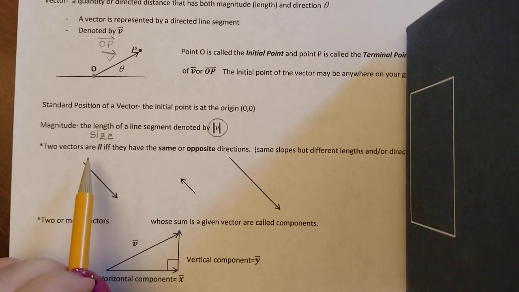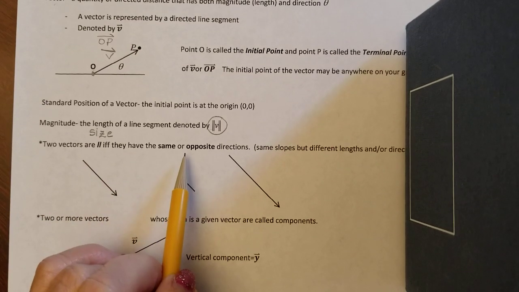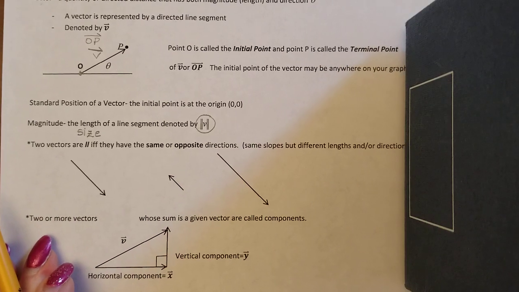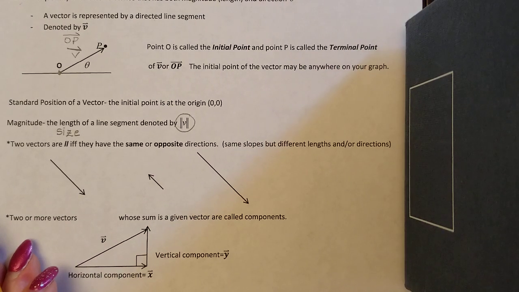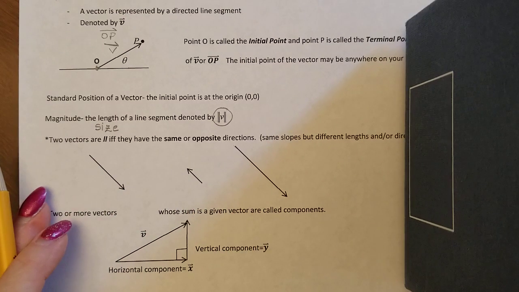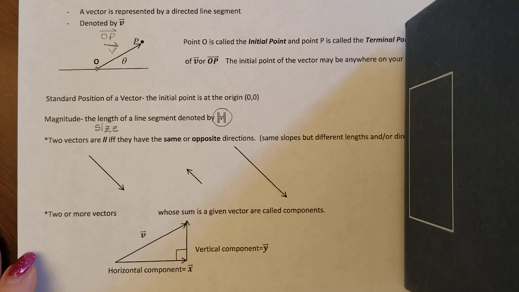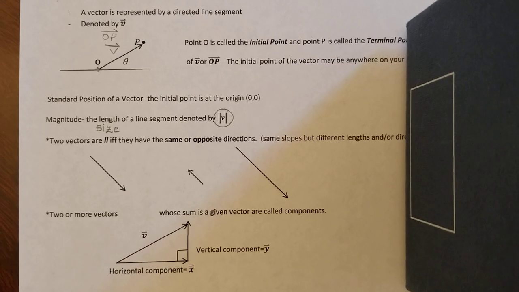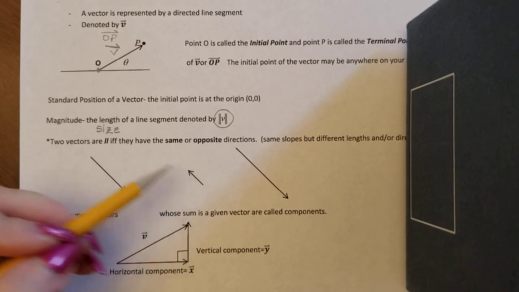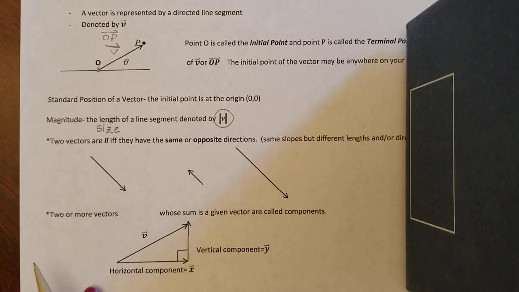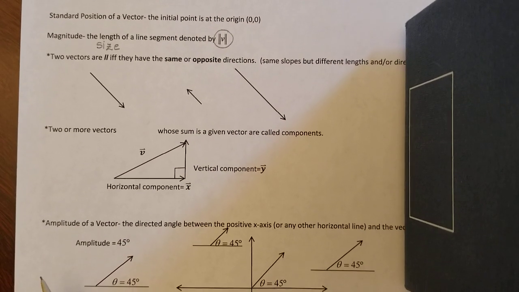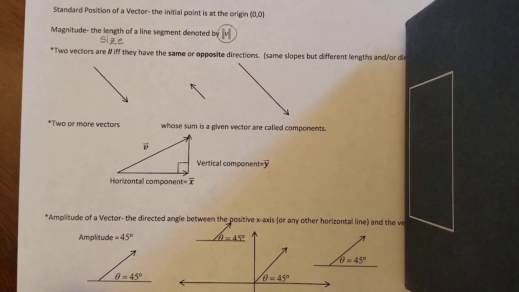Two vectors are parallel if and only if they have the same or opposite directions. So they would have the same slopes, but different lengths and or directions. These vectors are all parallel because you can see they have the same slope. They're not necessarily the same length, but they are parallel because they have the same slope.